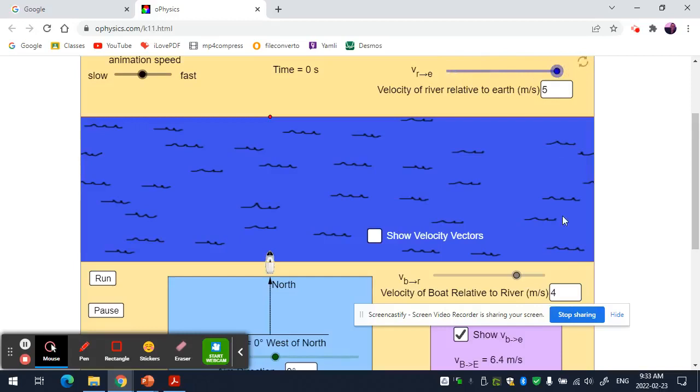What if I do this, and this? Who's winning now? The river or the boat? Yeah. The river is 5 times as fast, 5 meters per second. What do you think is going to happen? Way downstream. By the way, downstream means with the stream, upstream means against it.